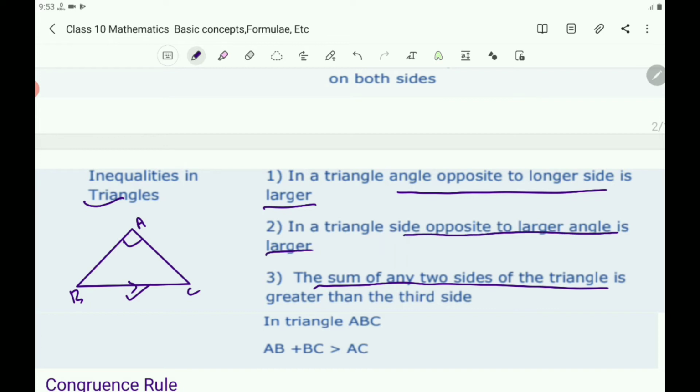And also sum of any two sides is greater than the third side. That is, if you take sum of these two, that is greater than this side. If you take sum of these two, this is greater than this side. If you take sum of these two, that is greater than this side. Sum of any two sides is greater than the third side. That is about the inequalities.